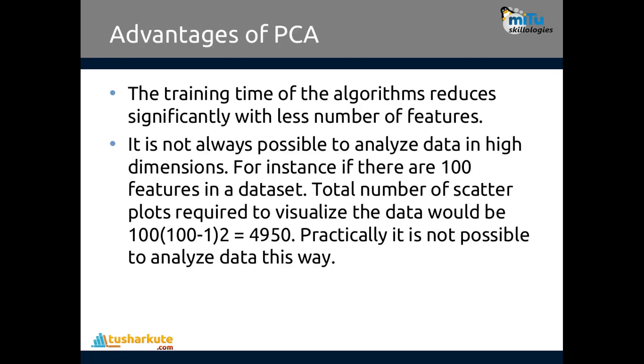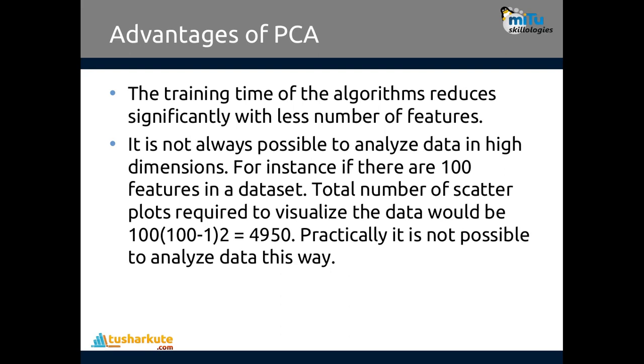Now, what are the advantages of this? The training time of the algorithm reduces significantly with fewer features. If you have 50 features and out of that you take only 10 features as input, then obviously the algorithm's training time will be reduced drastically, and we can train the algorithm in the least amount of time. When a huge amount of data in terms of rows is present, it's not possible to reduce that data, so we can reduce the dimensions, that is the number of features or columns.